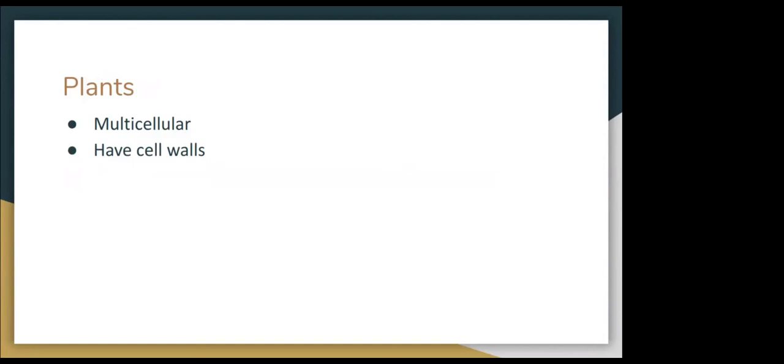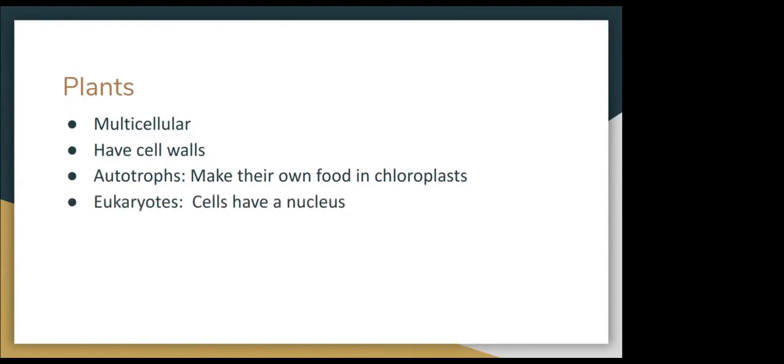And they all have cell walls for plants. They all have the cell membrane surrounded by the cell walls, and chloroplasts. They are autotrophs. They can make their own food in chloroplasts through photosynthesis. They are eukaryotes. Their cells have a nucleus, as we saw in your models.